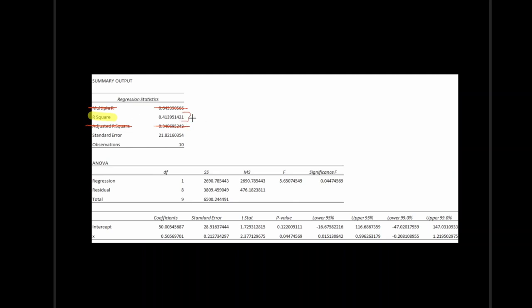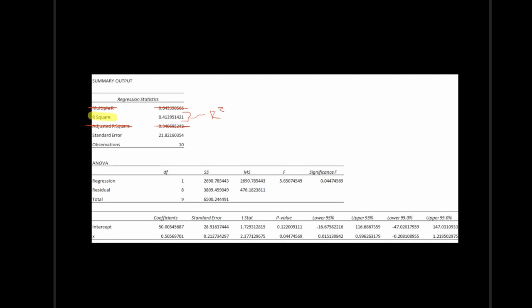So that there is our value of R squared, meaning this is the percent of variation of Y that's explained by X. So in this case, what do we have? About 41% of the variation of Y is being explained by the variation of X. So, okay, that's not so bad. I don't know if it's necessarily great, but it's not so bad.